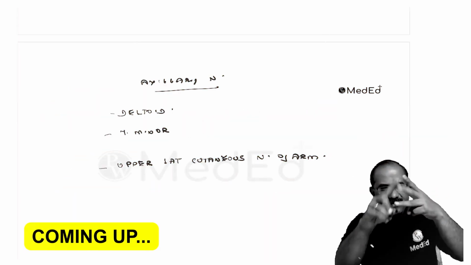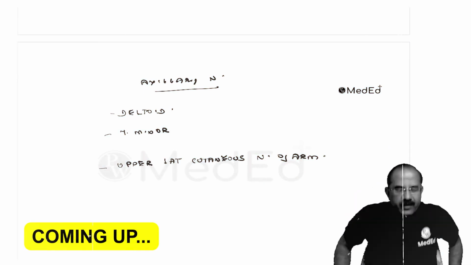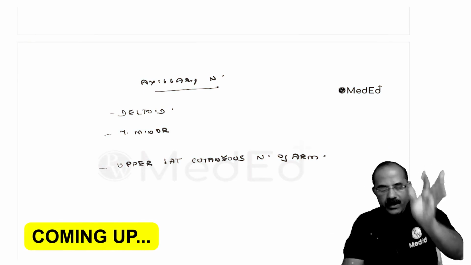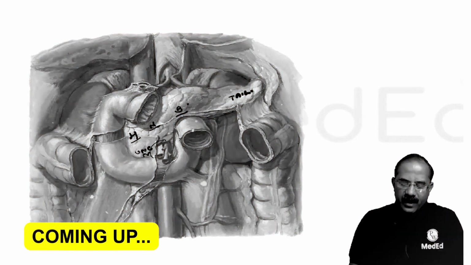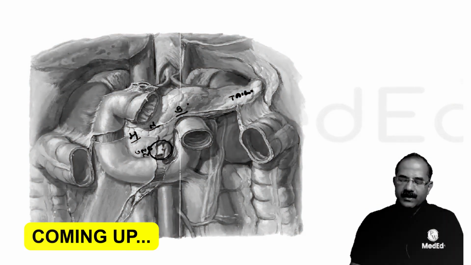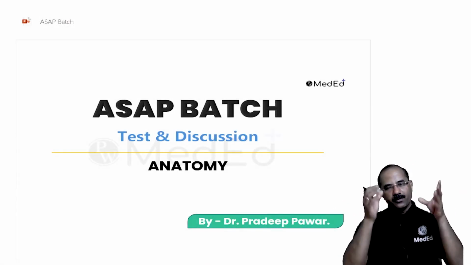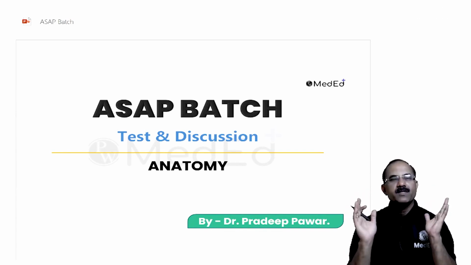So axillary nerve supplies 3 things. Remember this. What does the axillary nerve supply? Deltoid. It supplies the teres minor and it gives a cutaneous branch. Who is this lying on the uncinate process? On the uncinate process. So this is a crisp session, and I've tried to incorporate the maximum MCQs.